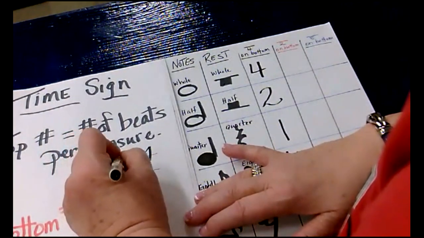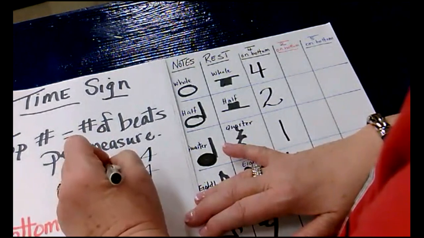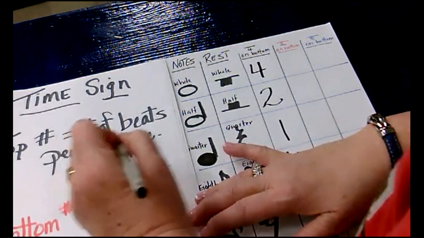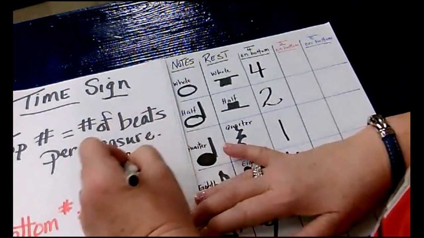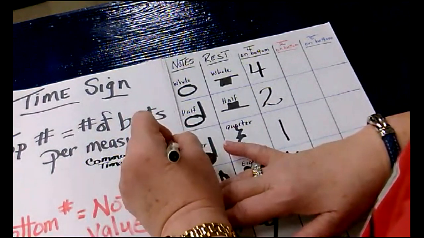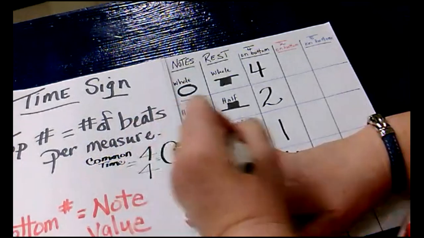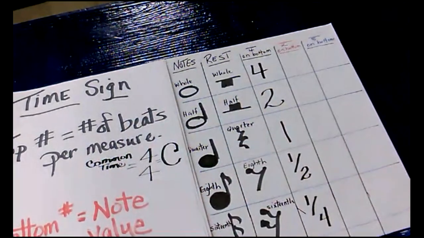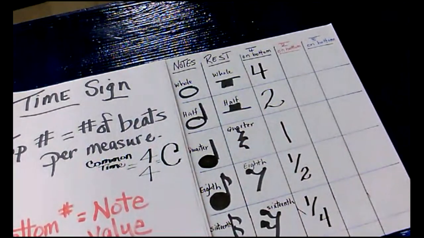Why is it called common time? Because it's the most common time signature that we have. And sometimes this 4/4 is marked like this at the beginning of a piece of music. That's also telling us that we're in 4/4. We're going to have 4 counts in the measure, and that's our note values, what we've listed there.